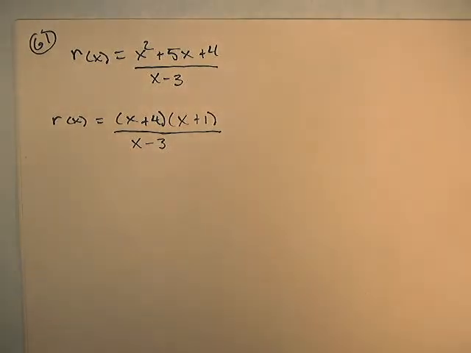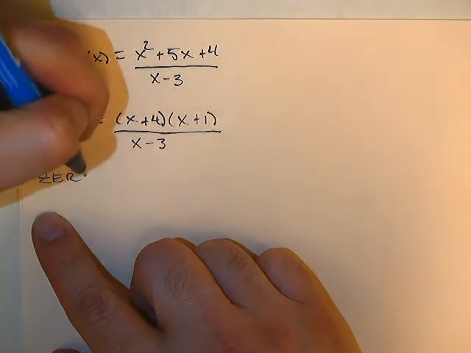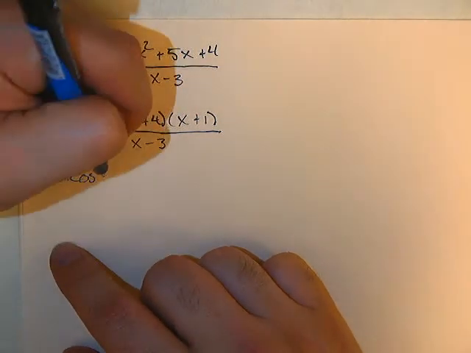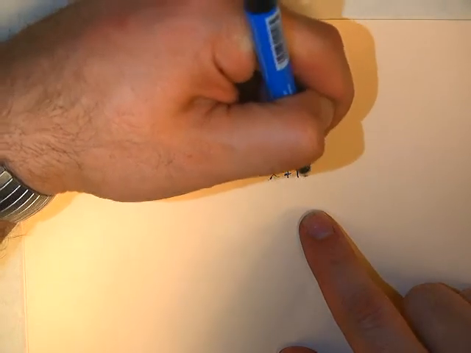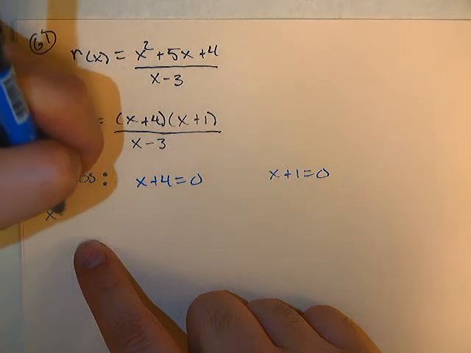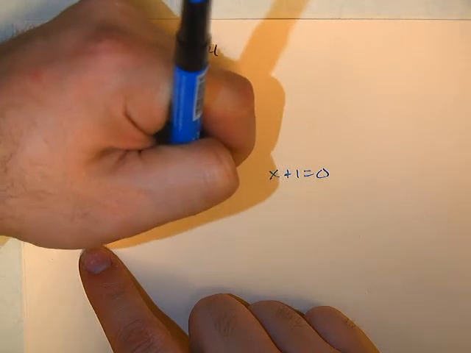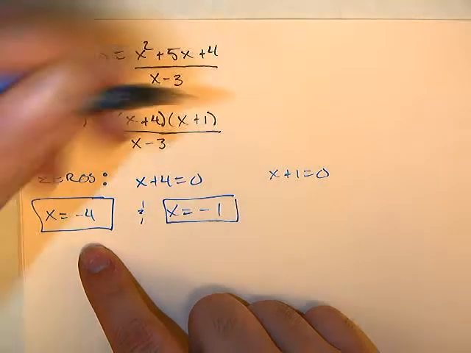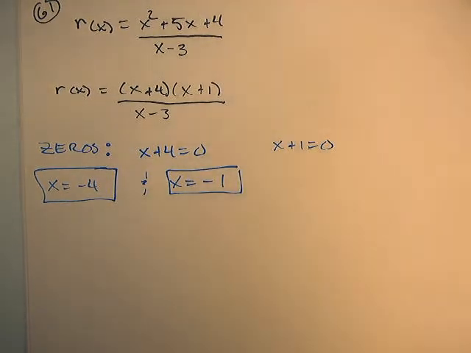So once we're in factored form, we can go ahead and set the numerator equal to 0 to try to figure out what the zeros are going to be. So zeros are going to be given by x plus 4 equals 0 and x plus 1 equals 0, giving us zeros at x equals negative 4 and x equals negative 1. So we have two zeros for this function here, and now we can start working on our vertical asymptotes.